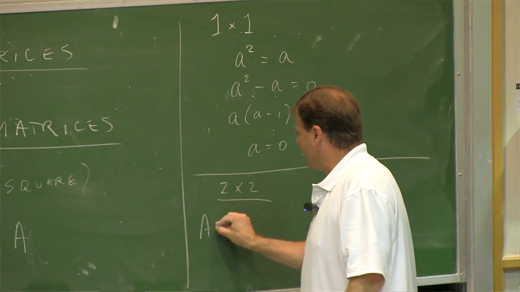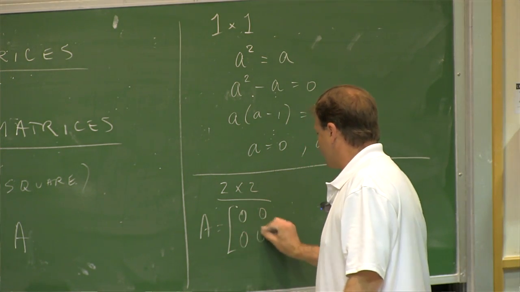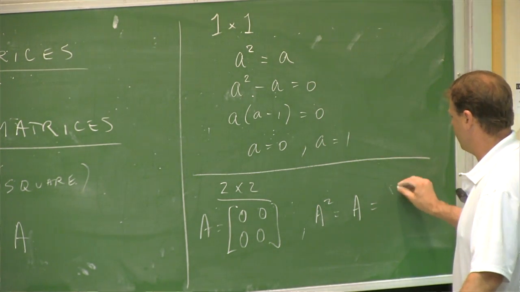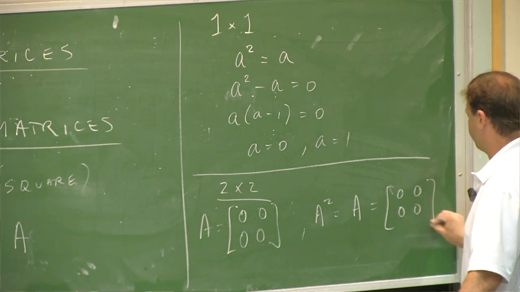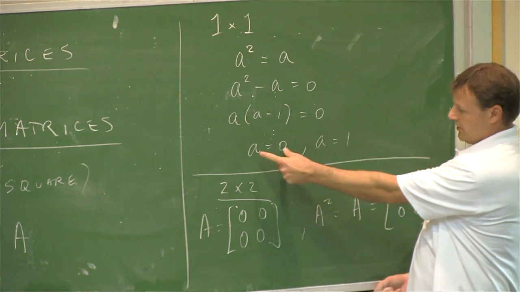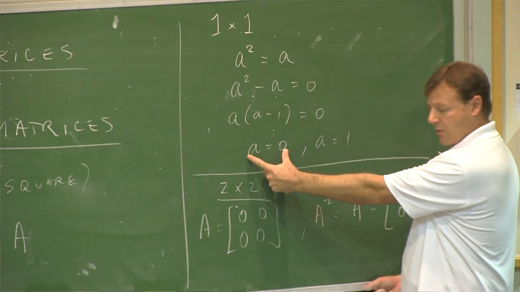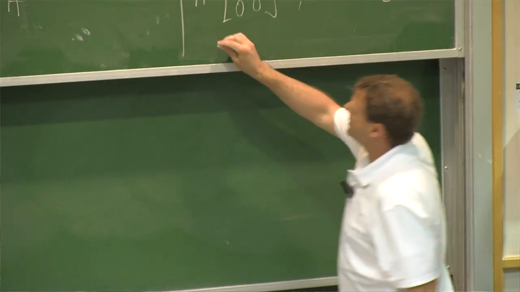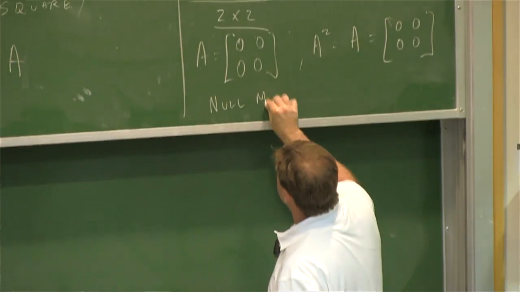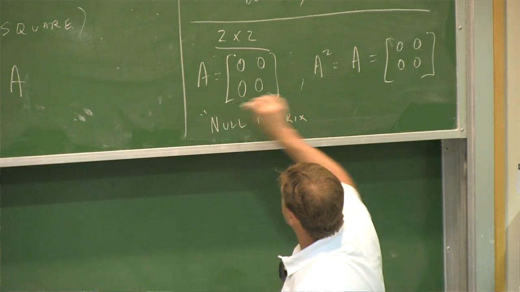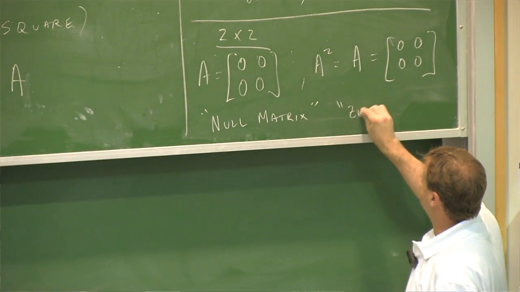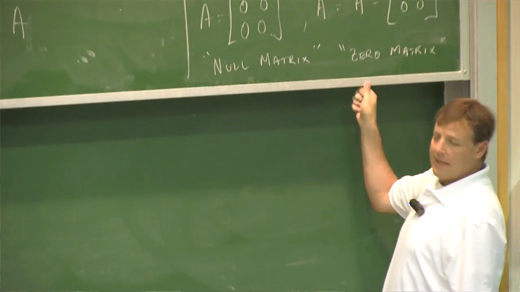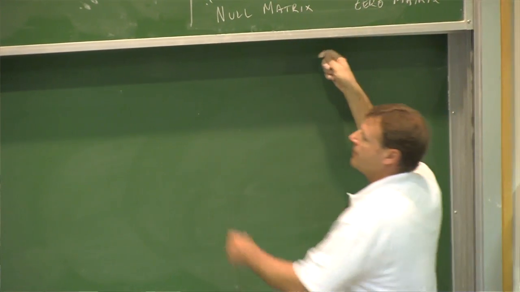Look, if A is 0, 0, 0, 0, then A squared is equal to A. So here's the 1 by 1 matrix with 0 everywhere, and this is the 2 by 2 matrix with 0 everywhere. This, by the way, is called the null matrix, or the 0 matrix. That's idempotent. It's got that property.